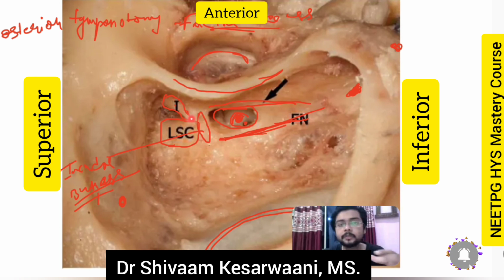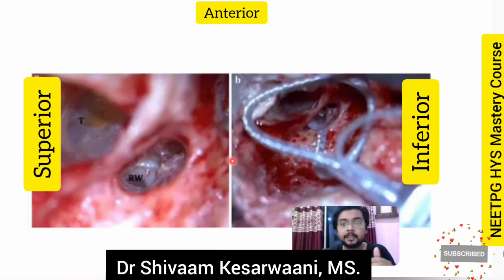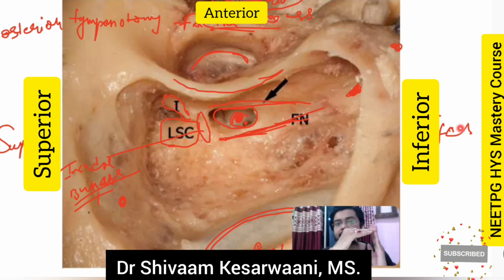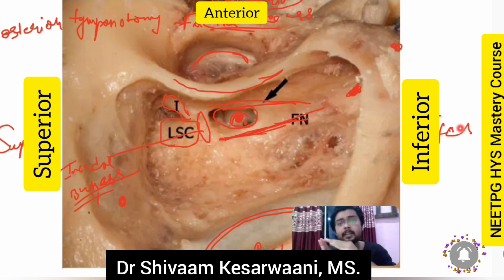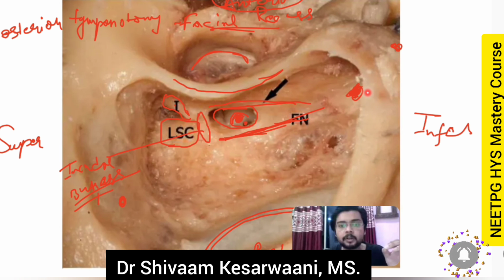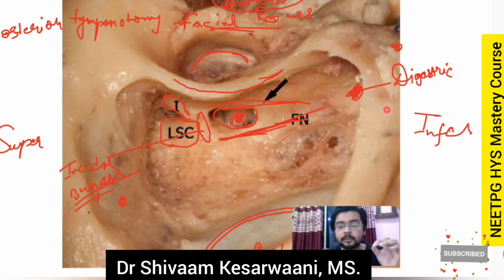Now most of the things are clear for you and you will be able to answer if they ask you in future. So superiorly is your tegmen tympani, posteriorly is the sigmoid sinus, bulged out. Anteriorly is your posterior canal wall, and inferiorly it joins at the mastoid tip. Here the landmark is the digastric ridge. The digastric ridge is another white shiny thing where you will find the digastric muscle insertion. And this digastric ridge is very important for facial nerve identification.